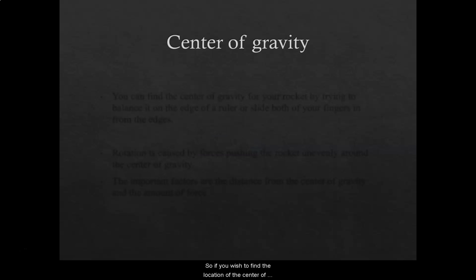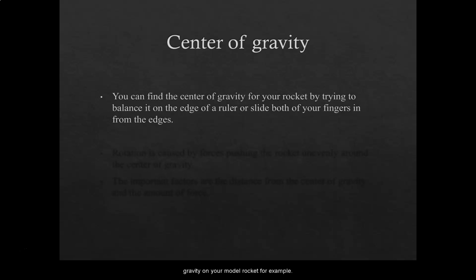So if you wish to find the location of the center of gravity on your model rocket, for example, one way to do that would be to take your model rocket and try and balance it on the edge of a ruler. I would do this with the engine actually in the rocket because that will help to identify the center of gravity at the point where the rocket is launched. But basically, you want to find the point where the rocket does not rotate one way or the other when you put it on a very narrow edge like your fingertips or on a ruler edge.